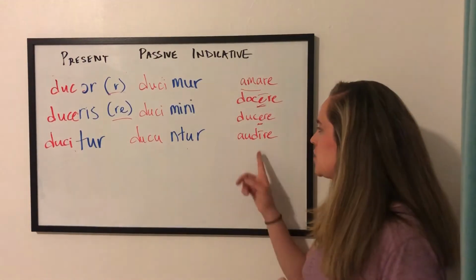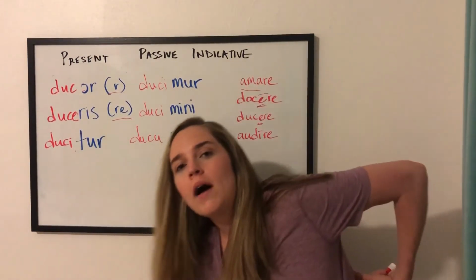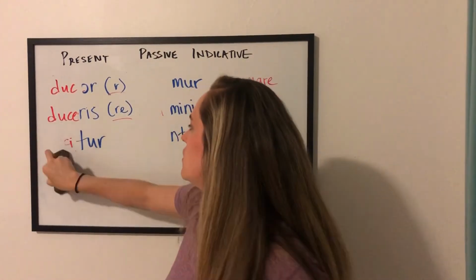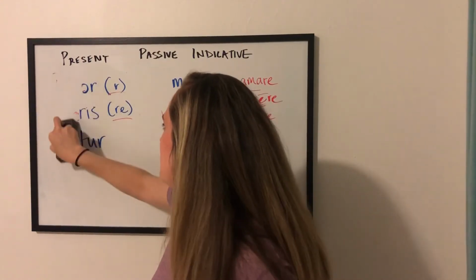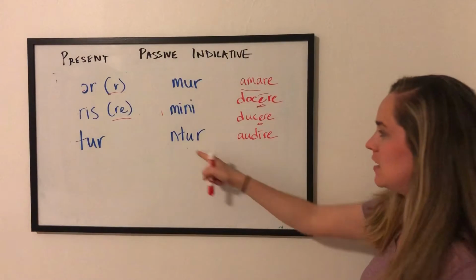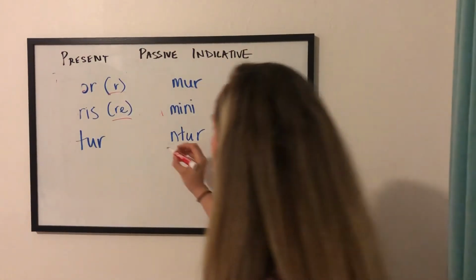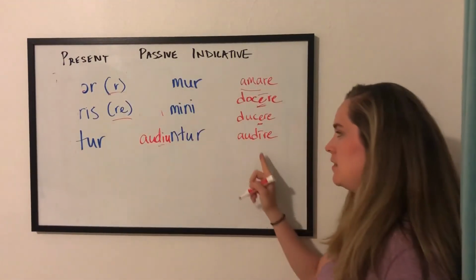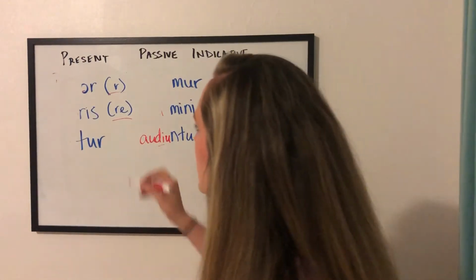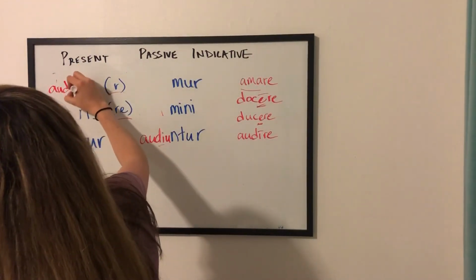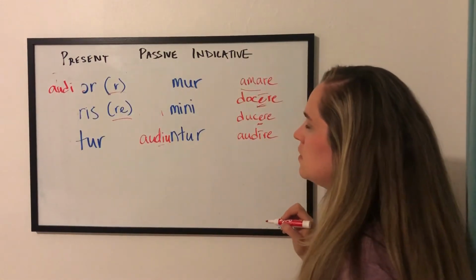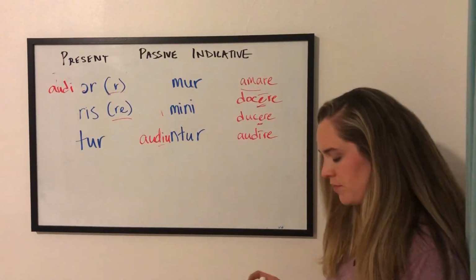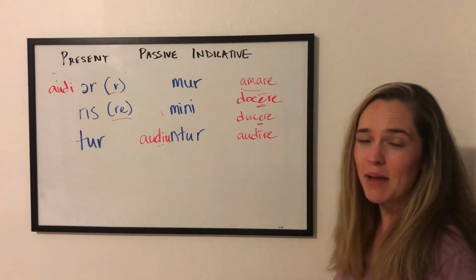And is there anything special about the fourth conjugation? Well, yeah, just like in the third person plural present active, it would be audiunt, in this third person plural it's going to be audiuntur. So you have that I staying there. And same thing in the first person singular, audior. But the rest of them are regular as you would expect. And that concludes the present passive indicative.